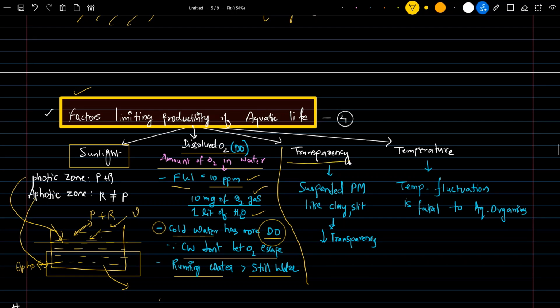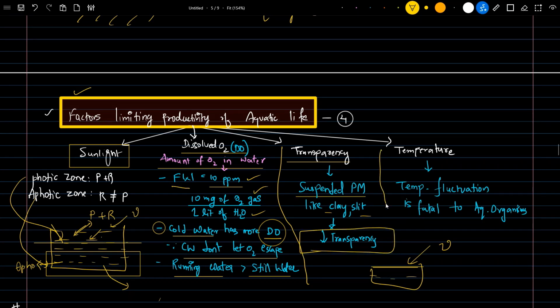Next, coming to transparency. Whenever any suspended particulate matter like clay or silt is present on the surface of a water body, it blocks sunlight from entering below the water body. So it basically decreases the transparency. And the next factor is temperature. Any temperature fluctuation is basically fatal to aquatic organisms because adaptability is difficult for them.